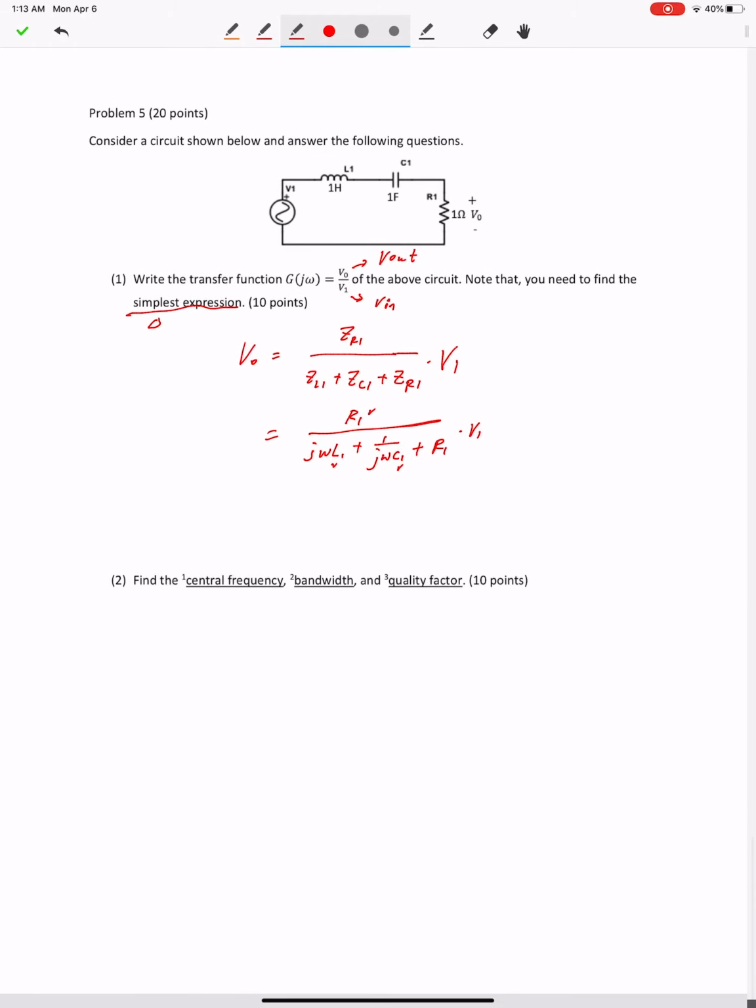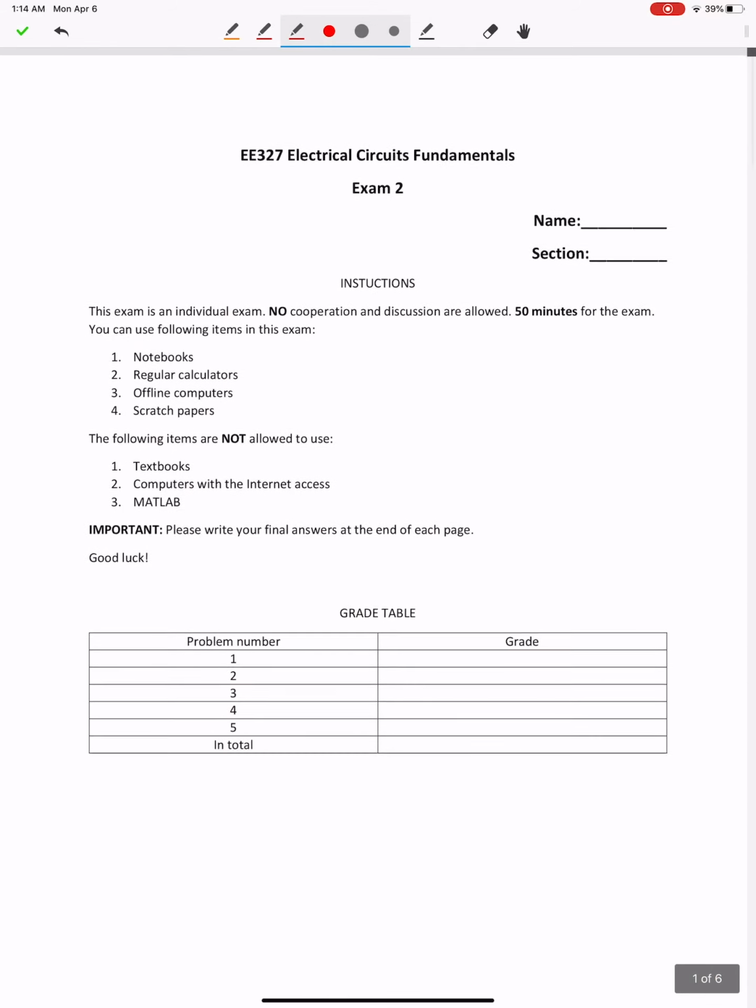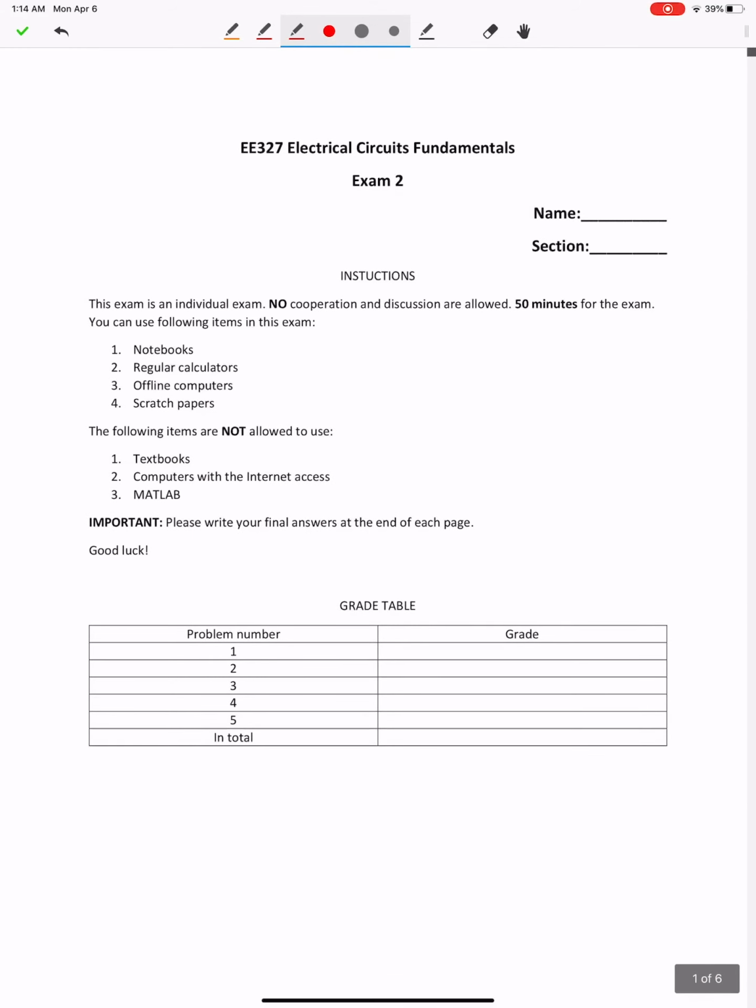All right, here again we have the central frequency, bandwidth, and quality factor. We have formulas to calculate these three values, and these formulas can be found in the lectures on March 25th and 27th. Go ahead and look at this information in these two lectures. Okay, that's all I want to talk about for exam number 2.